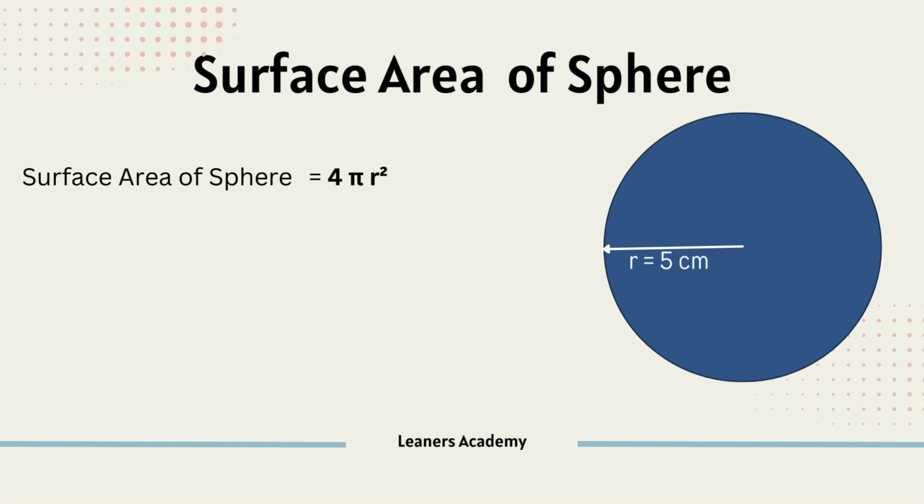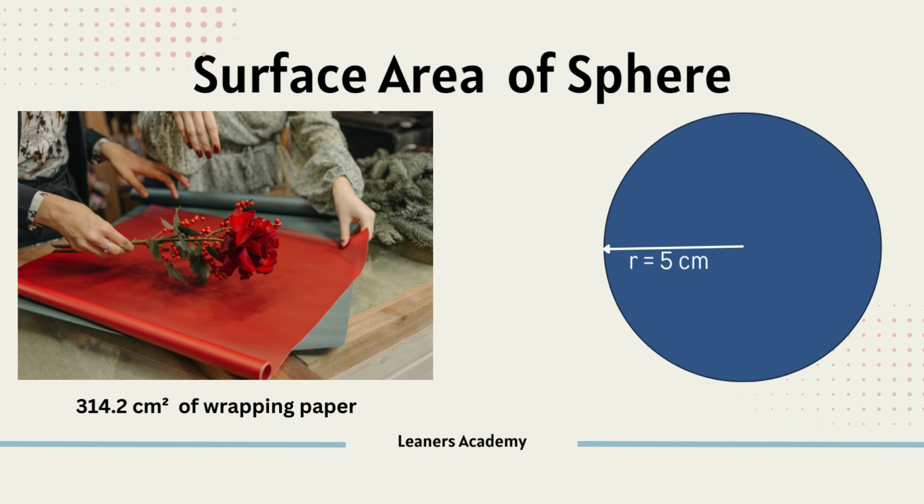Suppose we have a small sphere like a table tennis ball with a radius of 5 cm. Then surface area is equal to 4 pi 5 squared. By plugging in the values we get 4 times 3.142 times 25, and the answer finally comes out to be 314.2 centimeters squared. So we need 314.2 centimeters squared of wrapping paper to cover this perfect little ball, right?